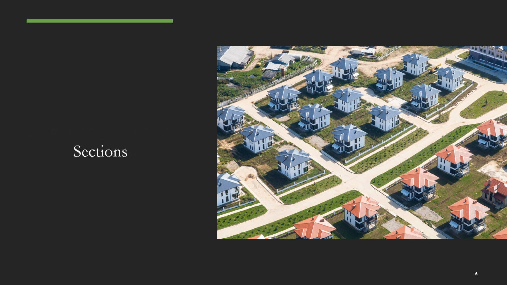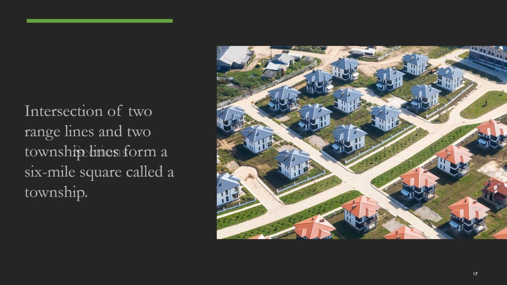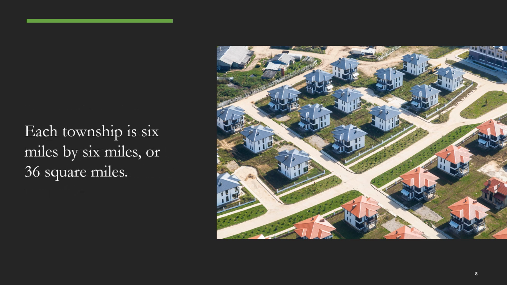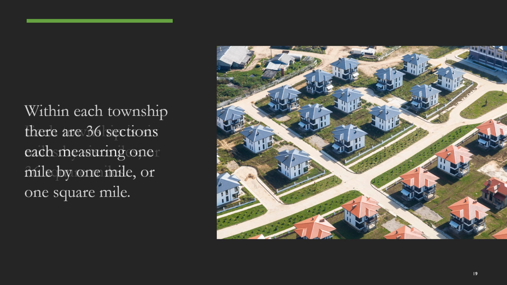Sections. The intersection of two range lines and two township lines form a 6-mile square called a township. Each township is 6 miles by 6 miles, or 36 square miles. Within each township, there are 36 sections, each measuring 1 mile by 1 mile, or 1 square mile.